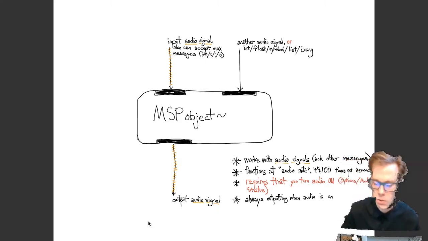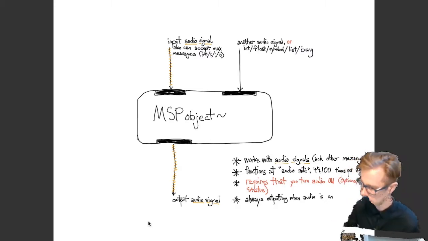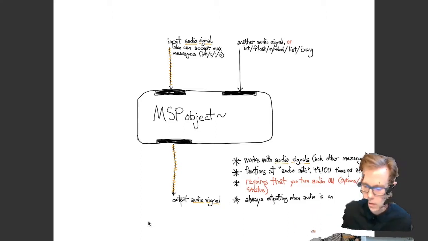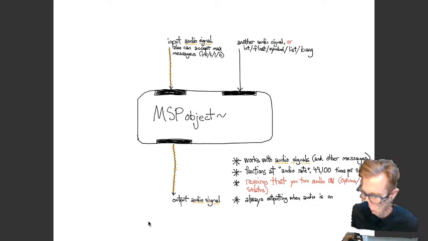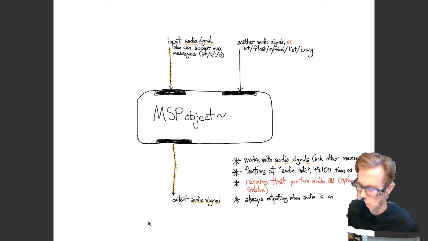Audio rate is going to typically be 44,100 messages per second or faster. So that's like 44 times faster than control rate. So these are going to be more intensive in terms of what your computer has to do in order to do audio rate processing.